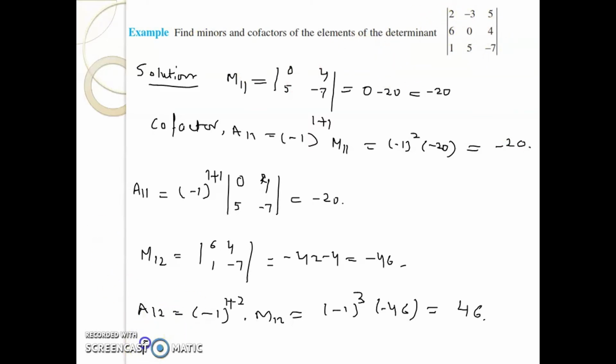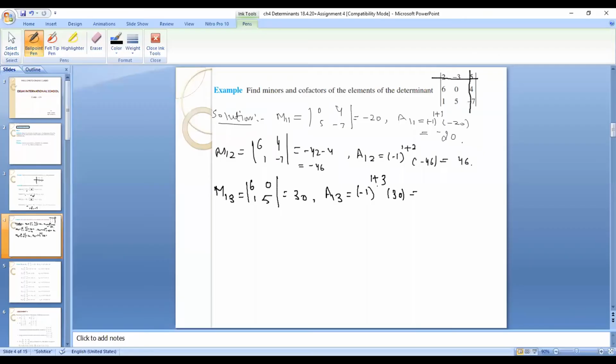After that, you will be calculating M21. For that, you will be deleting the second row and first column. Second row and first column. So you will be having the determinant minus 3, 5, 5, minus 7. To power 4, which is positive, so we will be getting plus 30.